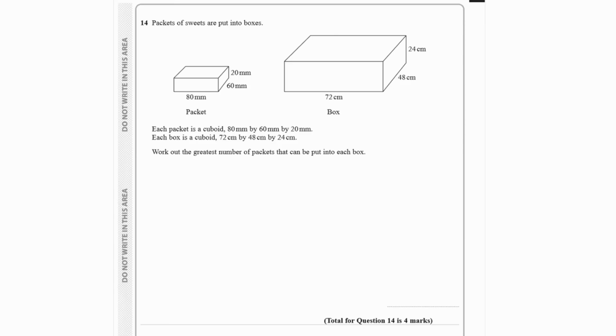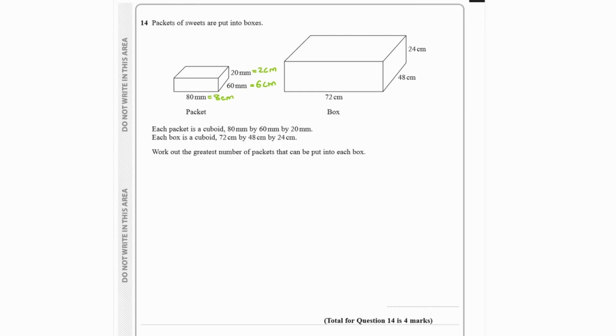For this question, we can first see that the units given for the packet are in millimeters and the units given for the box are in centimeters. Therefore, we would first have to convert all of these units into centimeters. In order to convert millimeters into centimeters, we need to divide by 10. So 20 divided by 10 makes this 2 centimeters. 60 divided by 10 makes this 6 centimeters. And 80 divided by 10 makes this 8 centimeters.